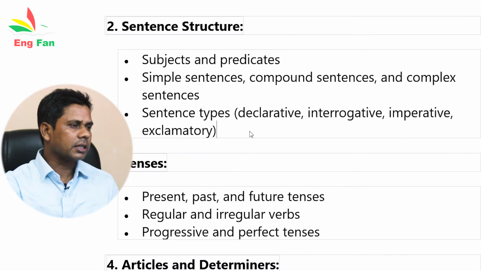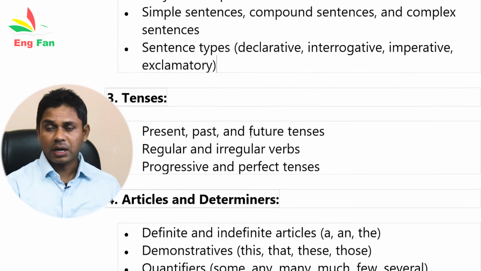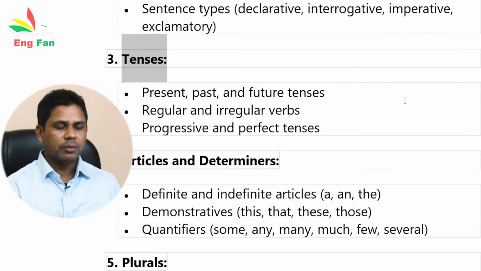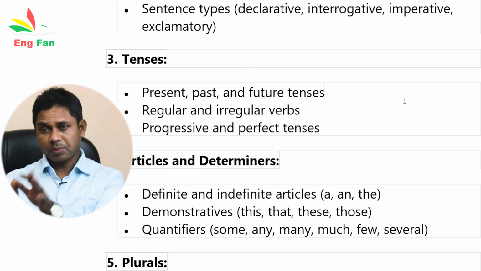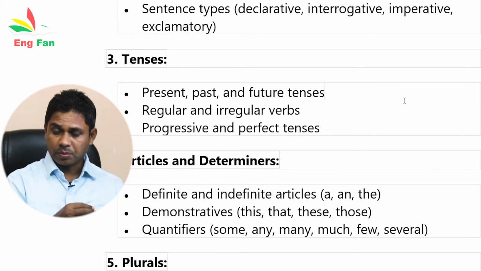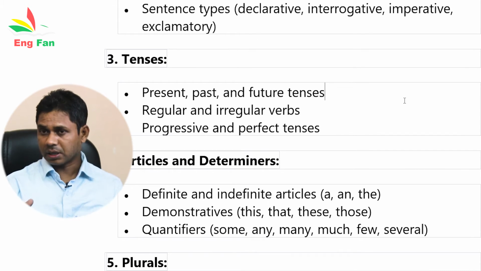Number 3, tenses. Tense is the core point of English grammar in the course. Present, past, and future tenses, these are the indefinite area. So we have to know present, we have to know past, we have to know future. What is the relationship between present, past, and future? You have to understand it gradually.